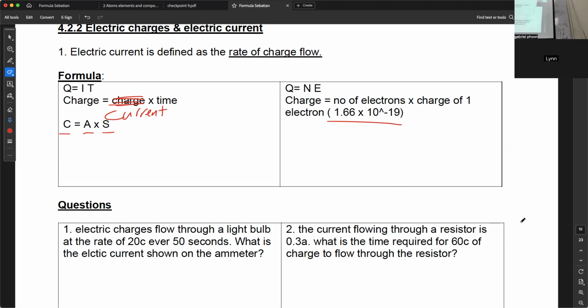This is the charge of electron. And this one is time. So I just use this formula. Use I. This is charge.